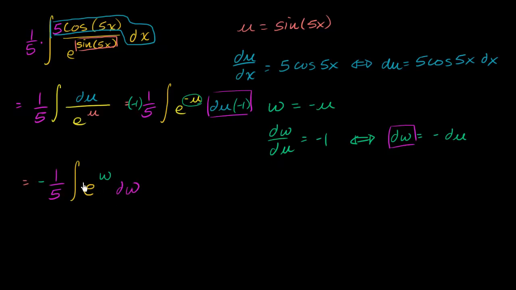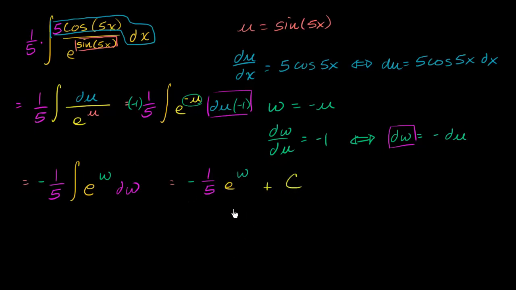Now this simplifies things a good bit. We know what the antiderivative of this is in terms of w. This is going to be equal to negative 1/5 e to the w, and then we might have some constant there. So I'll just do a plus c.